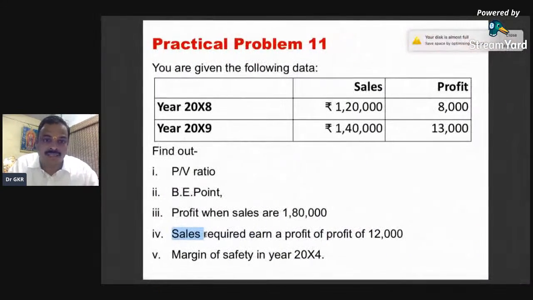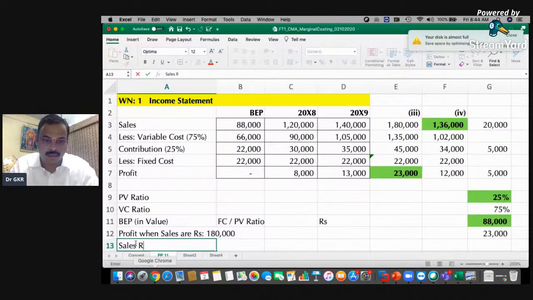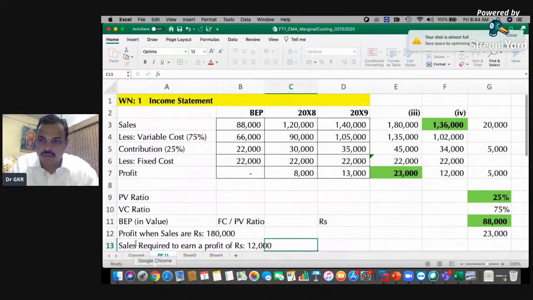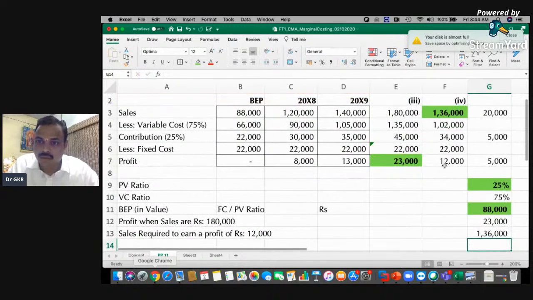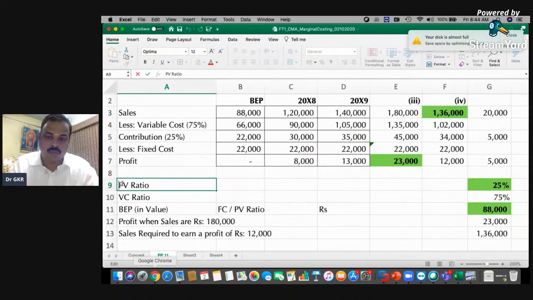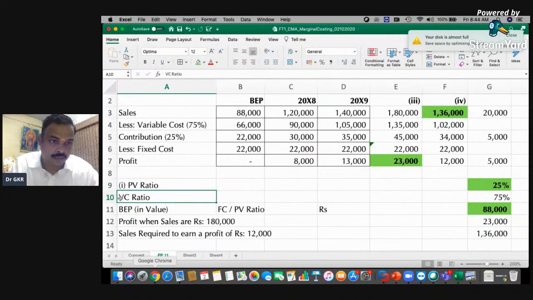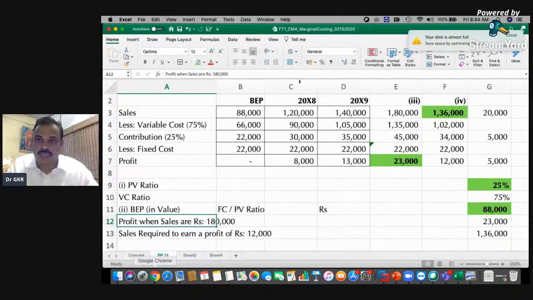So what is your question? Sales required to earn a profit of rupees 12,000. So what is the answer? It is 136. Good. So 1, 2, 3, 4 we have solved. Now let's move on. This is your 1 and this is your 2. So 3 is here, 4 is here.